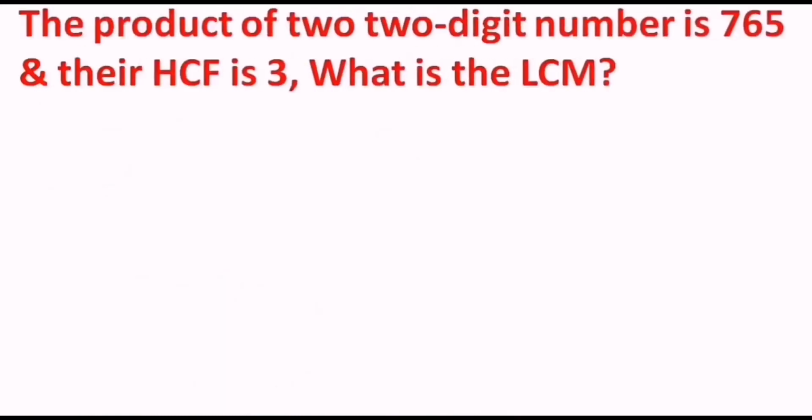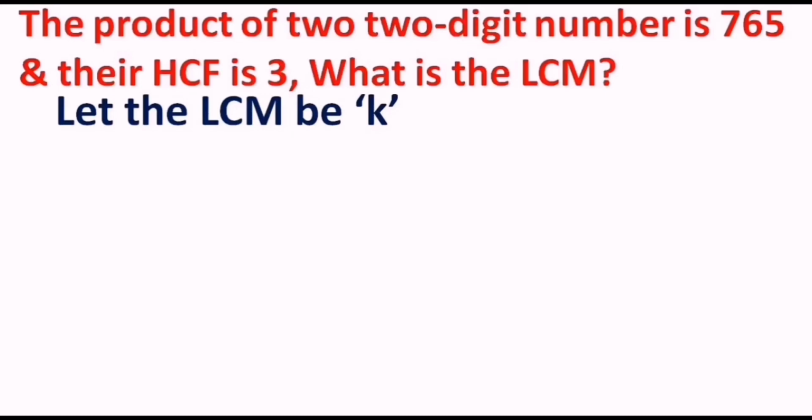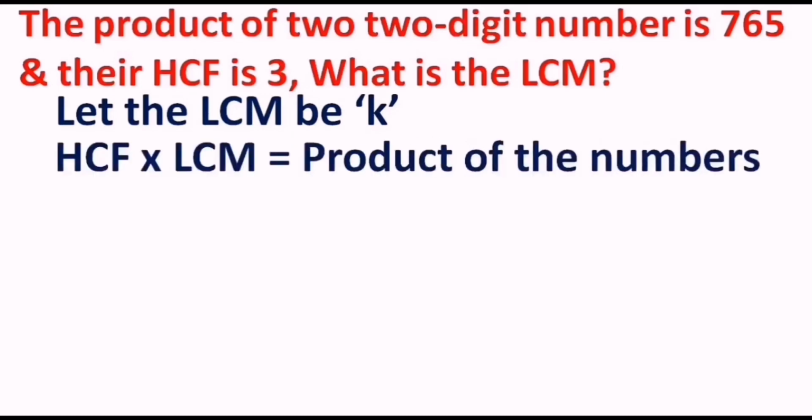So let's try and solve one more question based on the same property. The question says the product of the numbers, okay, directly the product is given to me, not the numbers presently, is 765, and their HCF is 3, and I need to find the LCM presently over here. Okay, so here we are going to consider LCM as k and write the property. Now for the HCF we have 3 and for the LCM we have k.